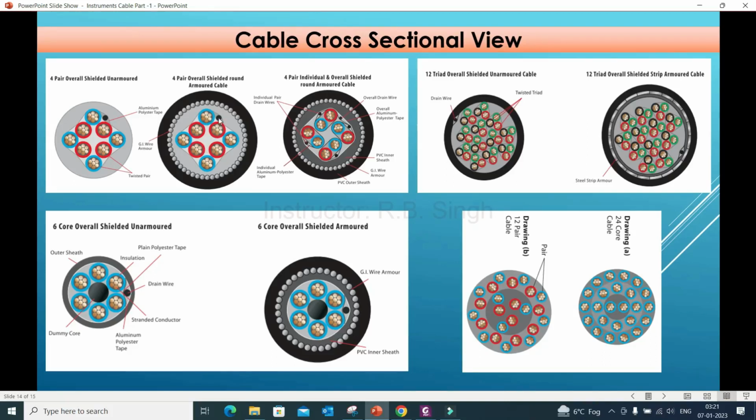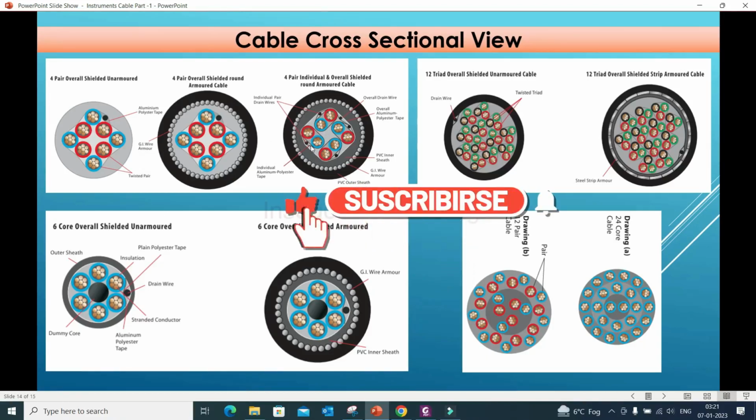Again, if you see the 4 pair overall and round armored cable, so this is the 4 pair cable. Again, this is the drain wire, and this is the armoring for round wire armoring. Again, this is the 4 pair individual and overall shield. So you can see each pair has the shielding, and all 4 pairs together also have the shielding. So this is the individual and overall shielding, and each pair has a drain wire also. So this is the difference between individual shielding and overall shielding. This has overall shielding, this has the overall shielding, and this has the individual and overall shielding.